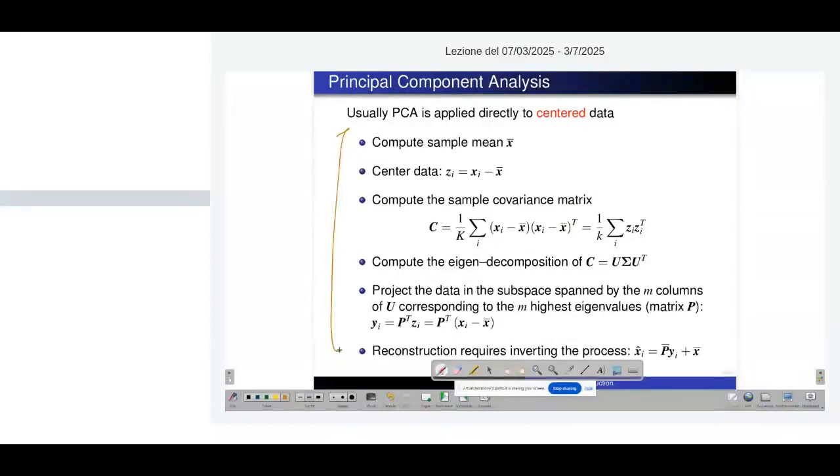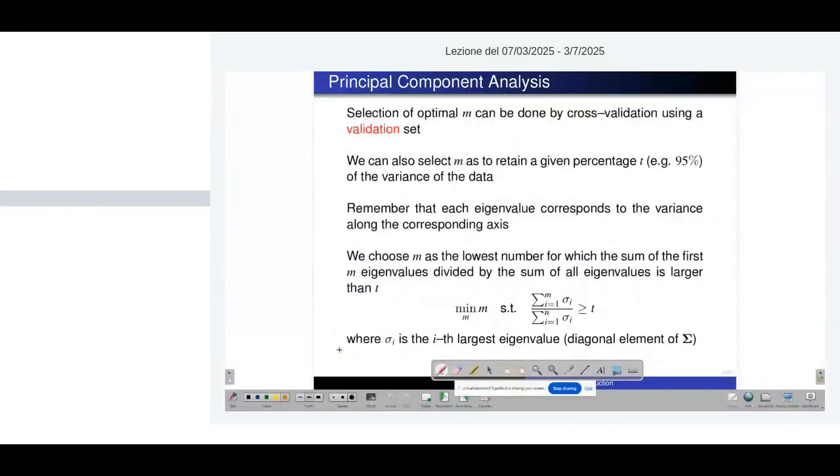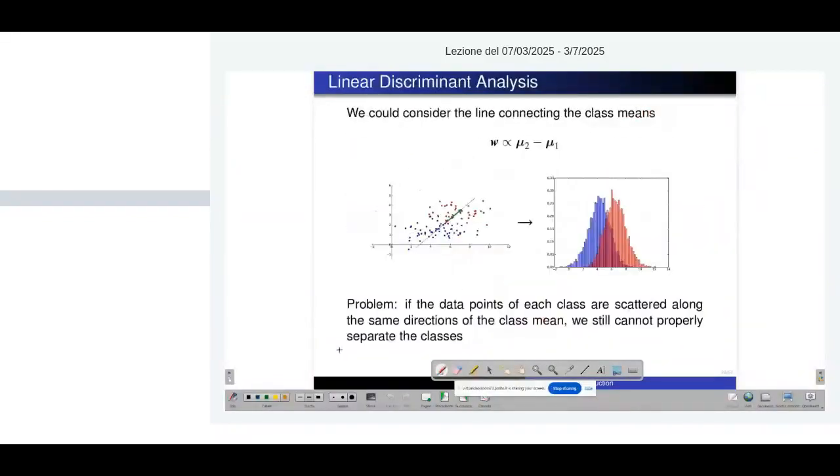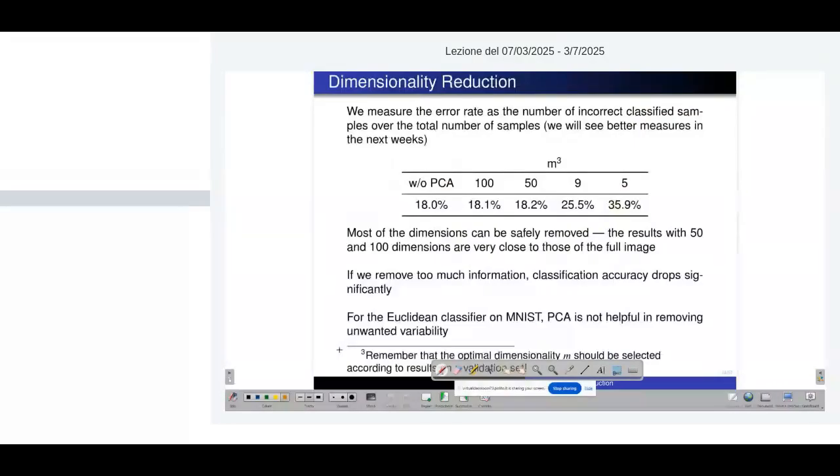Okay, I think we can stop here. Next week we will start using PCA in the laboratory, and we will also see briefly the effects of PCA, and then we will move to LDA.